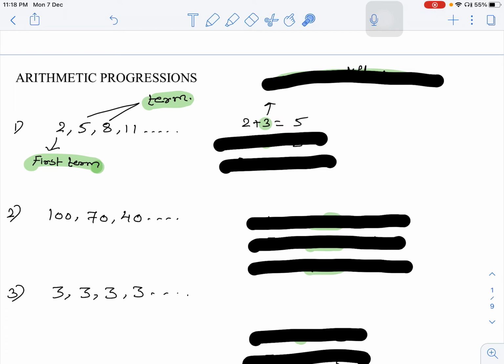So when do we get 5? When we add 3 to the first number, that is 2, we get 5. Then we get our third term as 8. So when do we get 8? When we again add 3 to the second term, that is 5. Then we get 11. So when do we get 11? When we add 3 to the third term. So here this 3 is a number which is added to every successive number. In other words, we can say that this addition of 3 is common in each of these terms. Every new number is produced when 3 is added to the previous number.